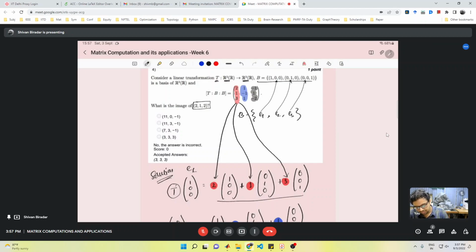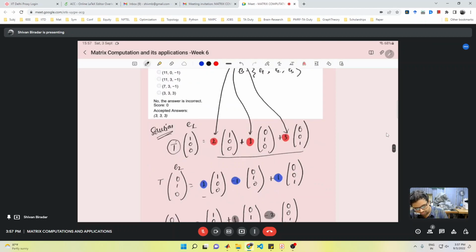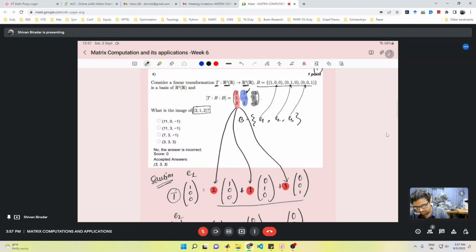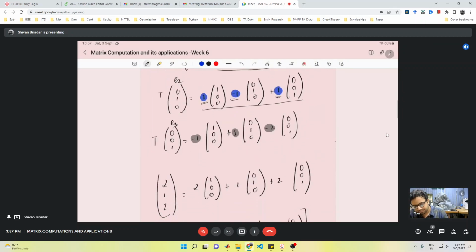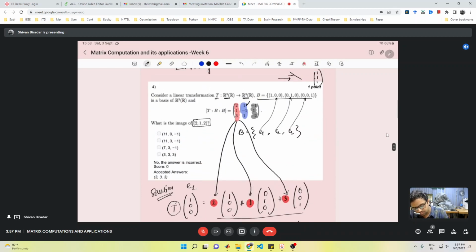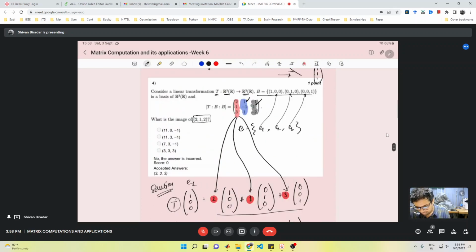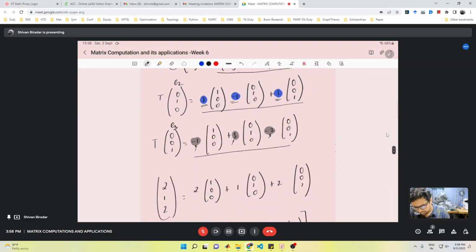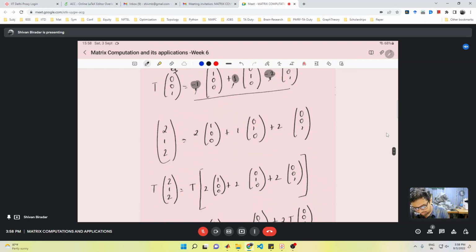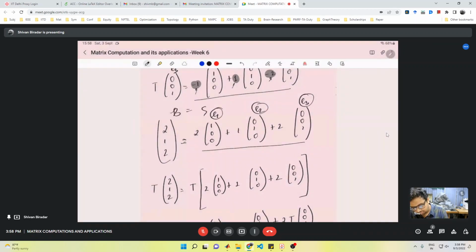linear combination. Then again T E2 would be this linear combination using these blue coordinates here. And then T of E3 is a linear combination using these three black coordinates, which corresponds to this. So the image of this 212 can be expressed as a linear combination of these three vectors. This is E1, E2, E3. These are our standard basis vectors, and these belong to basis B.